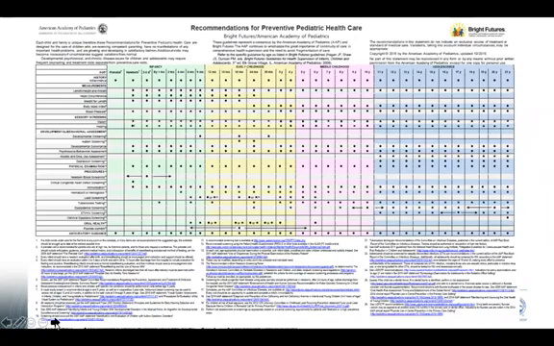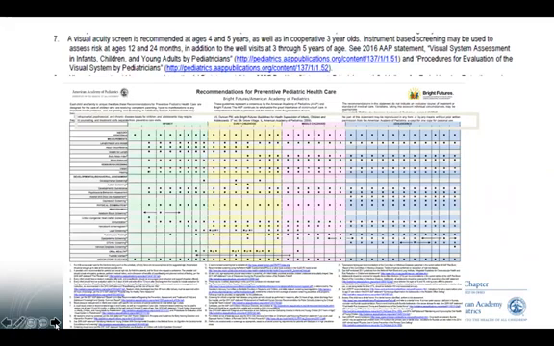This is the Bright Futures periodicity table. I realize it's very crowded and very busy, but as you know, this tells us what all things we should be doing and screening for at all well child visits from prenatal up until age 21. If we look at footnote 7, you can see that Bright Futures recommends a visual acuity screen at ages 4 and 5 years, as well as an attempt in cooperative 3-year-olds. Instrument-based screening may be used to assess risk at ages 12 and 24 months, in addition to well visits at age 3 through 5 years.